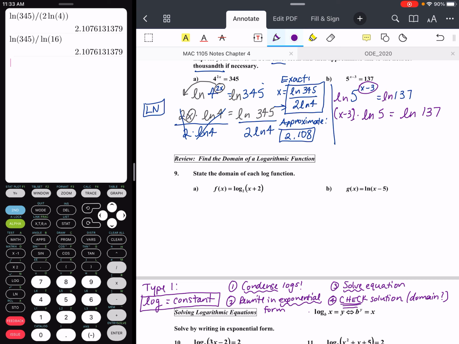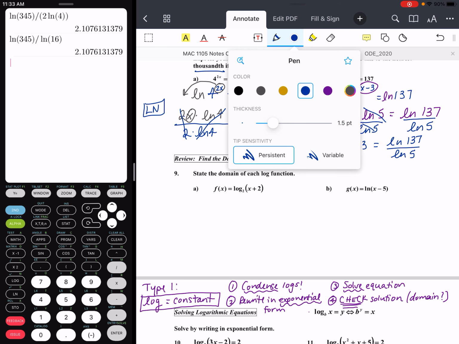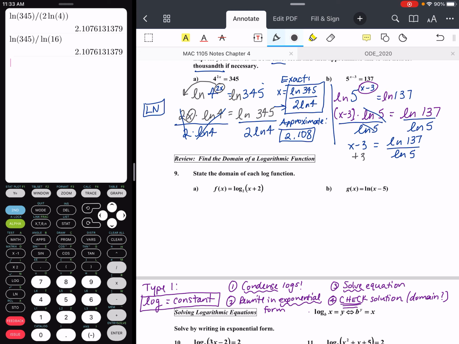And now we're trying to solve for x. And again, there are different routes you could take. Some of you guys might be distributing at that point, and that's totally fine on the left-hand side. I'm going to go ahead and divide the natural log of 5 from both sides. So this gives me x minus 3 equals natural log 137 over natural log of 5. And then at this point, I can add 3 to both sides. So this gives me x equals natural log of 137 divided by natural log of 5, and then plus 3 for my exact answer.